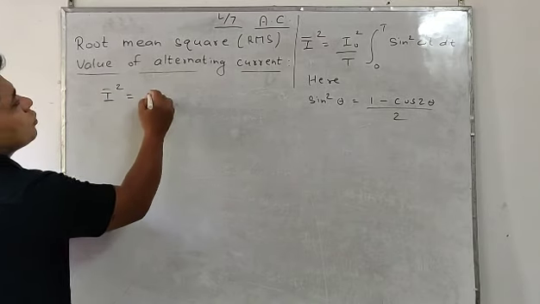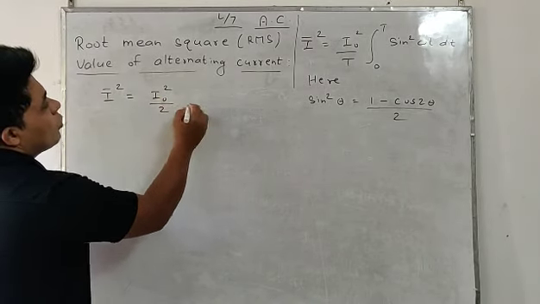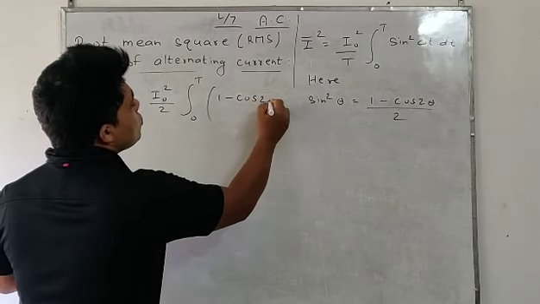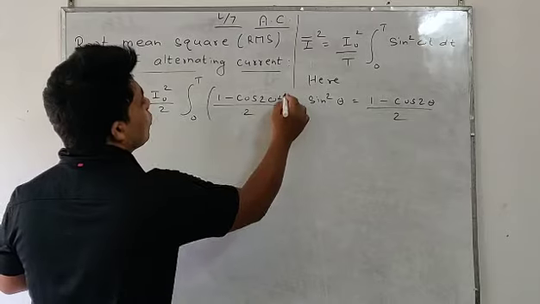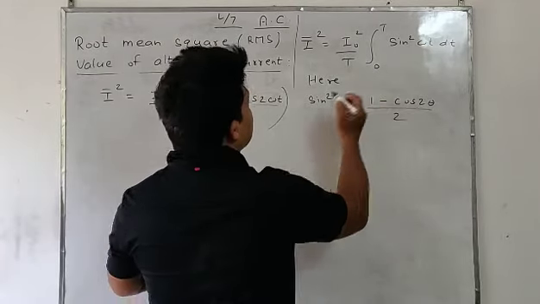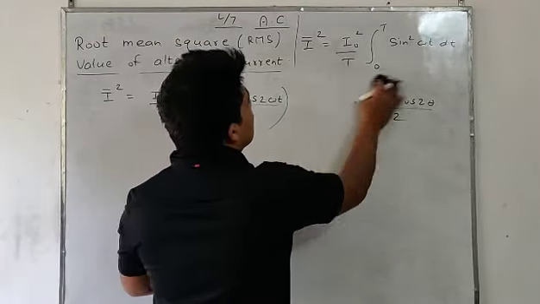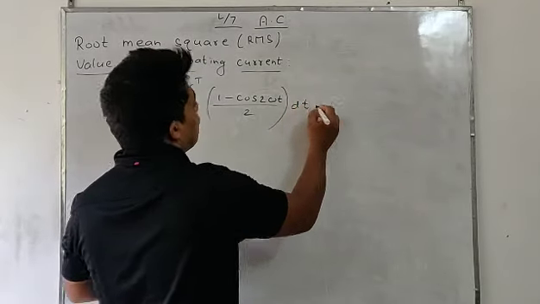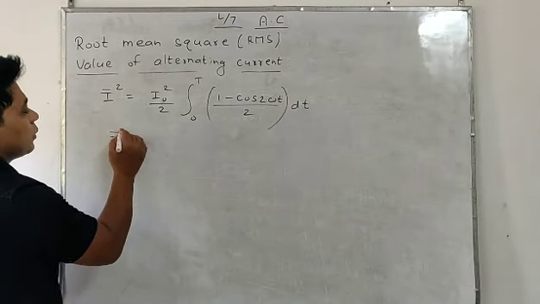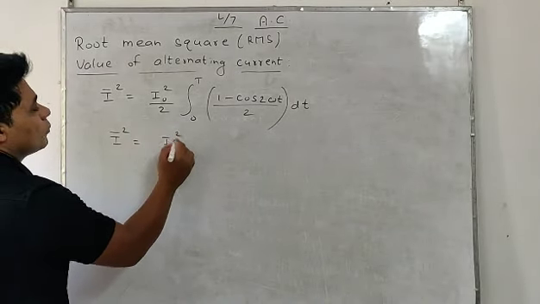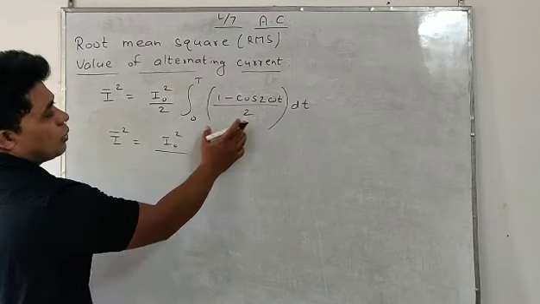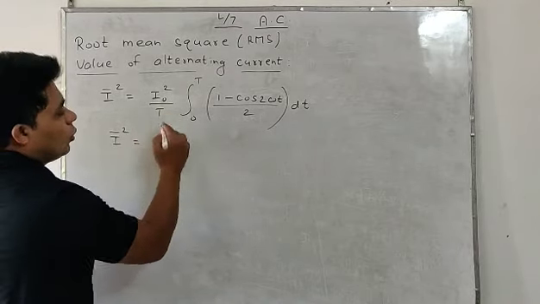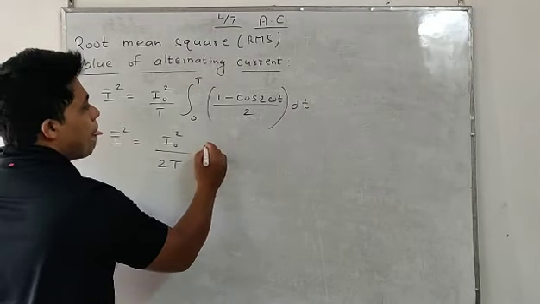I bar square equals I naught square by 2, limit 0 to T, 1 minus cos 2 omega t by 2, and there is dt. The 2 also comes outside. Okay, students. And this is I naught square by T actually. Okay, 2 into T, 2T, is outside.